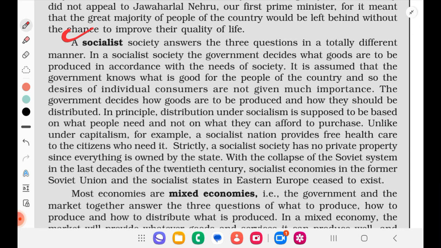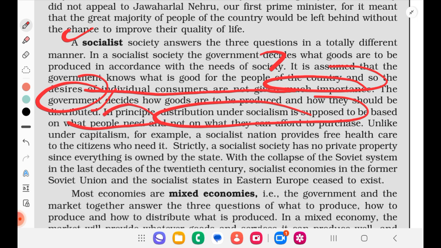In a socialist society, the government decides what goods are to be produced in accordance with the needs of society. It is assumed that the government knows what is good for the people of the country, and so the desires of individual consumers are not given much importance. The government decides how goods are to be produced and how they should be distributed. In principle, distribution under socialism is supposed to be based on what people need and not on what they can afford.